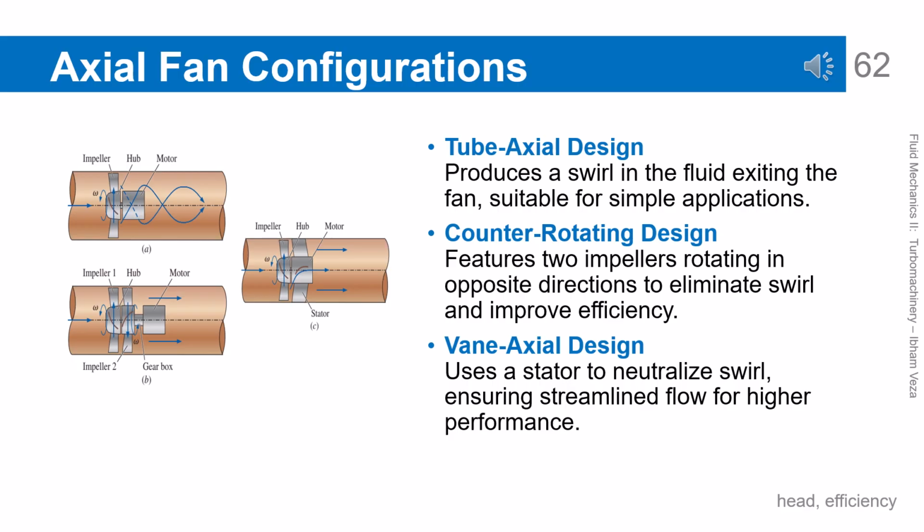Tube axial fans produce swirl in the exiting flow and are suitable for simple applications. Counter-rotating fans use two impellers rotating in opposite directions to eliminate swirl and improve efficiency. Vane axial fans use a stator to straighten the flow after the rotor. These configuration differences mainly aim to manage swirl and improve energy utilization. The choice of type depends on efficiency requirements and system complexity.